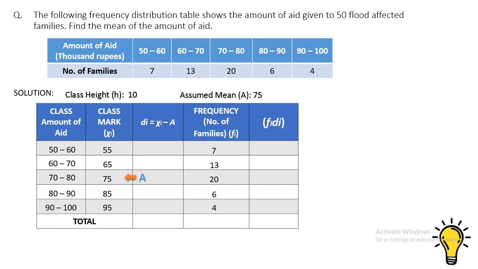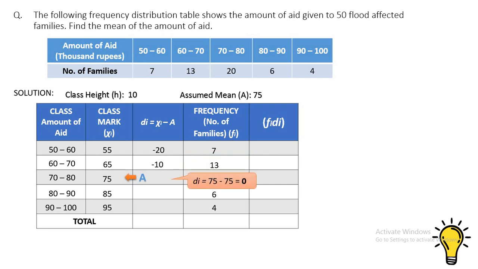Now once you get this, the next step is to fill the third column, that is finding out the deviation. Now the formula of deviation is already given. Subtract the assumed mean from the class mark. Let's do that. 55 minus 75 gives you minus 20. 65 minus 75 gives you minus 10.